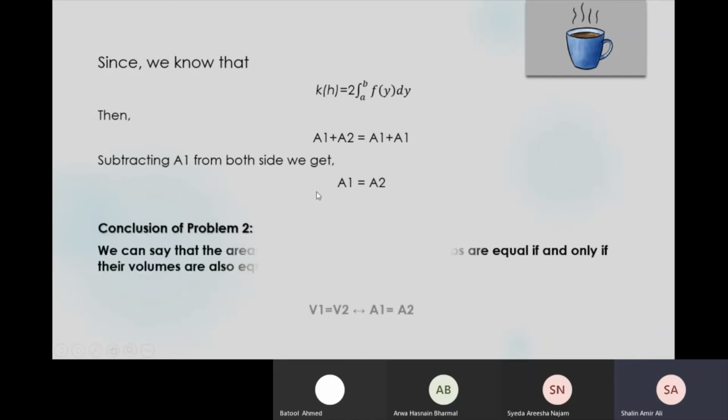So our conclusion from problem 2 is that we can say that the areas of two complementary cups are equal under a condition when their volumes are also equal. So we can write it as volume V1 is equal to V2, which is biconditional A1 is equal to A2.